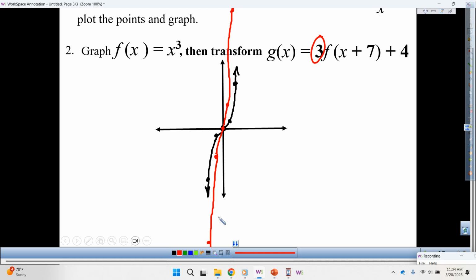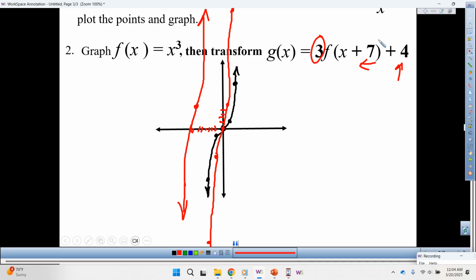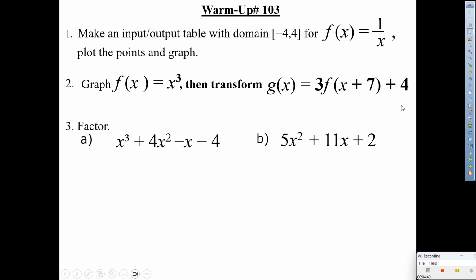like so. And then from there we move it what? 7 to the left and 4 up. So it's going to be a stretched cubic somewhere over there. So we move this one to there. All right. And don't forget to put the little exponent of 3 there. Let's go to number 3.